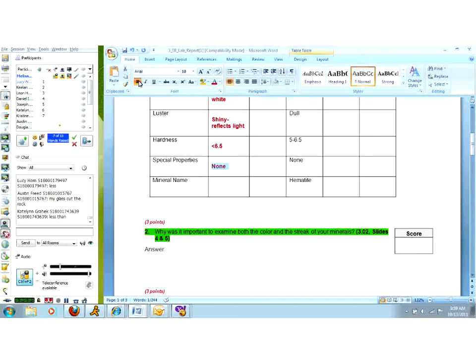You can put none for special properties, and then using your key in your book, you can look through pages 28 through 39. And that's what I'm doing. I'm getting my book out. Okay, and you can look through, and what you should identify this as is number 7, quartz.